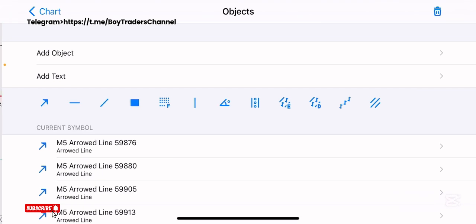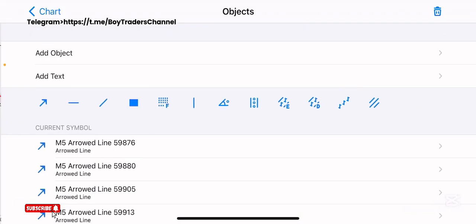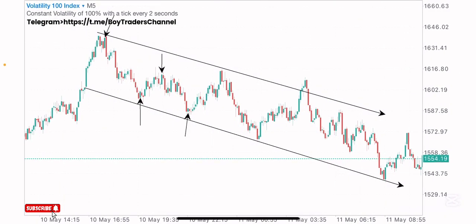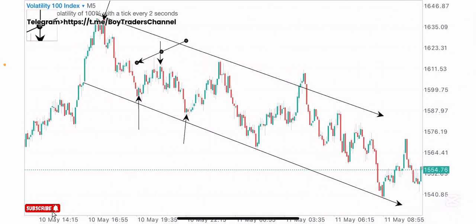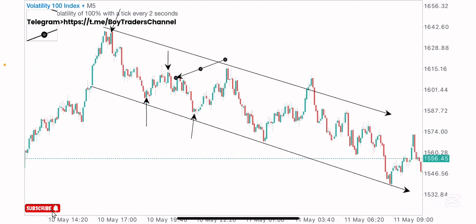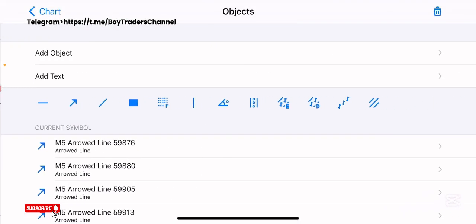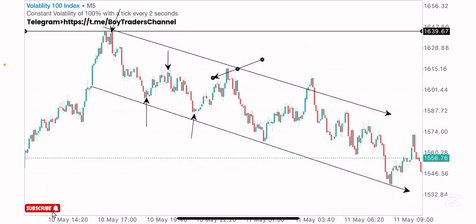Then price formed another high, a lower high, and a lower low. So this downtrend has been confirmed at this point by getting two highs and two lows that are lower than each other. And when we check the value of this high, we would see its value is higher than the value of the second high at this point here.